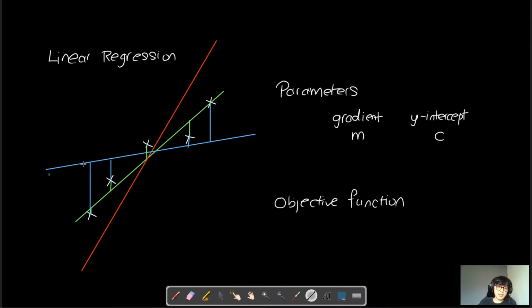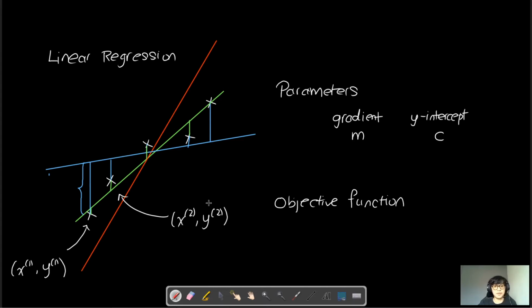So let us think about what this length is. Let's talk about just one data point first. What is this length? I'm going to define some notation first. I'm going to call each of the data points x1, y1. The second point will be called x2, y2, and so on and so forth, all the way up to this point, which is x superscript 5, y superscript 5.